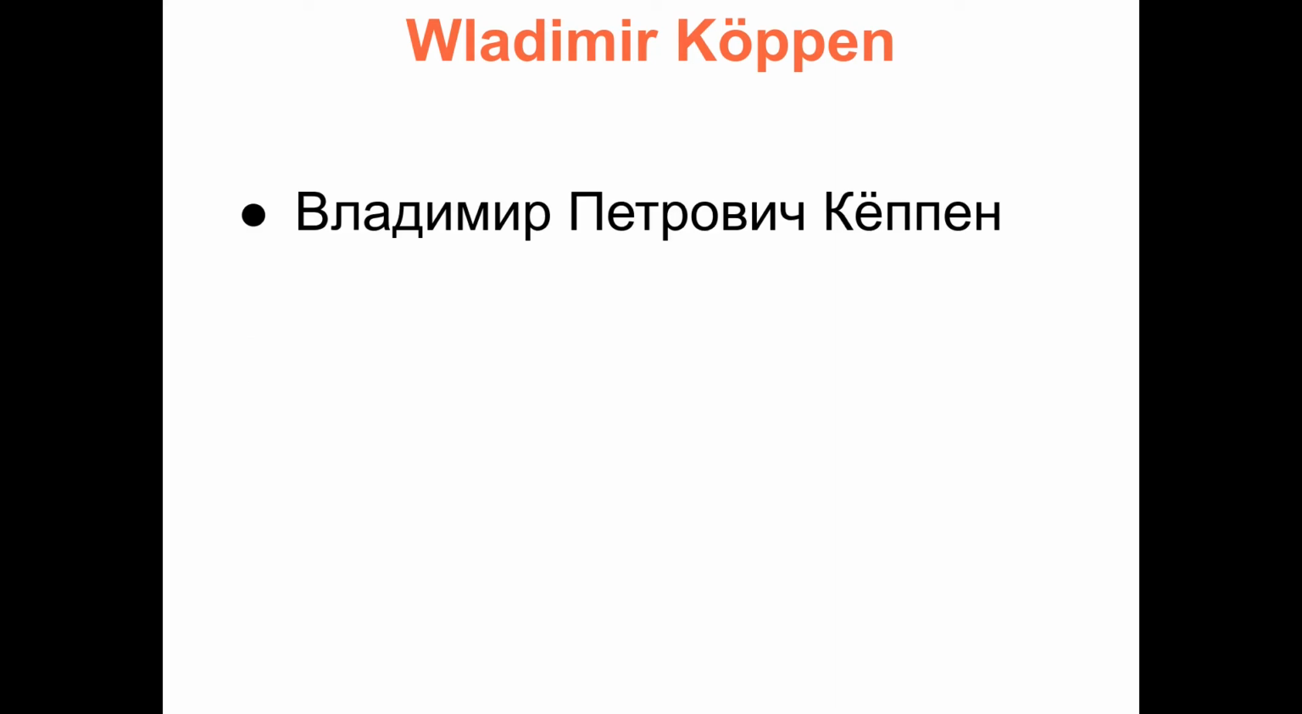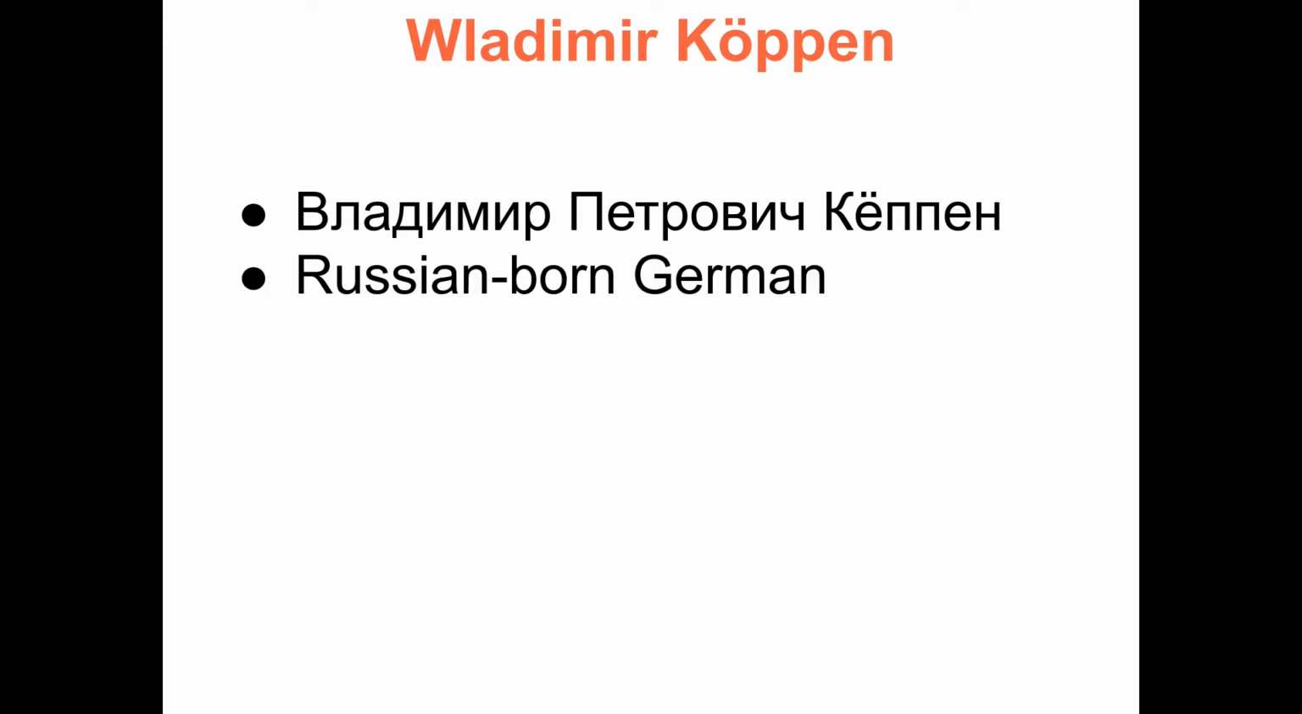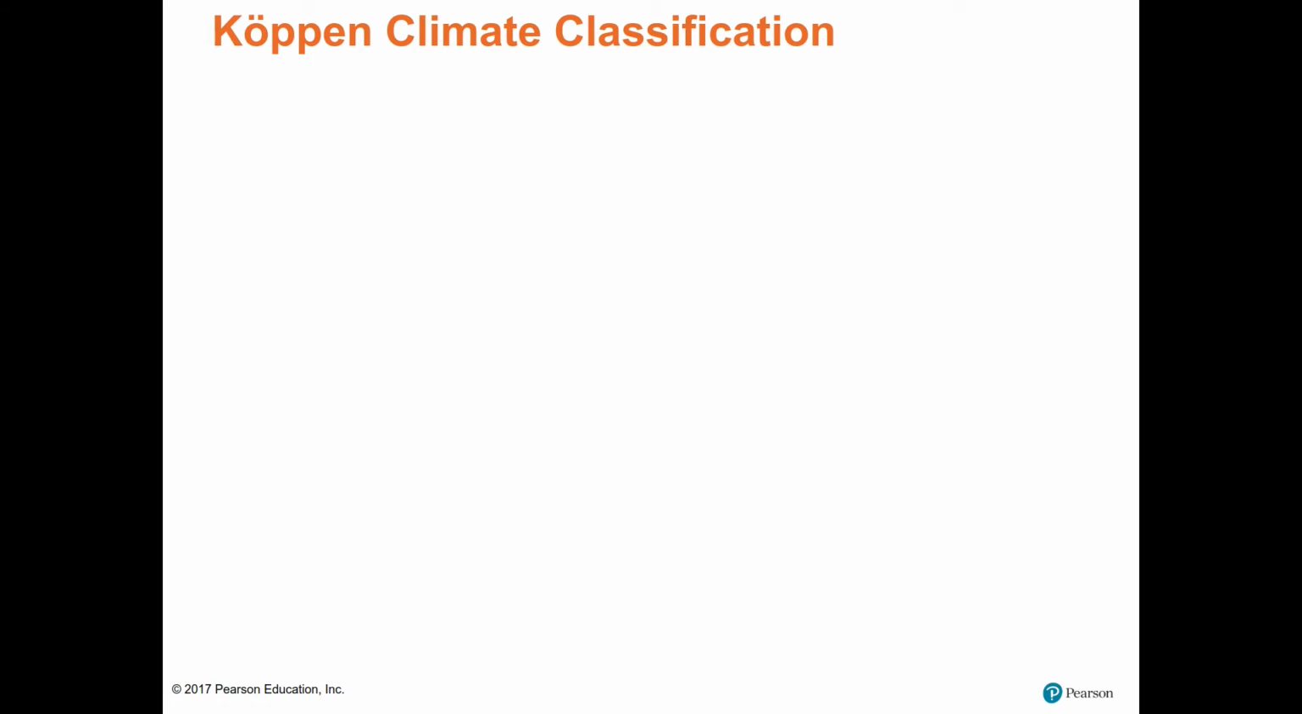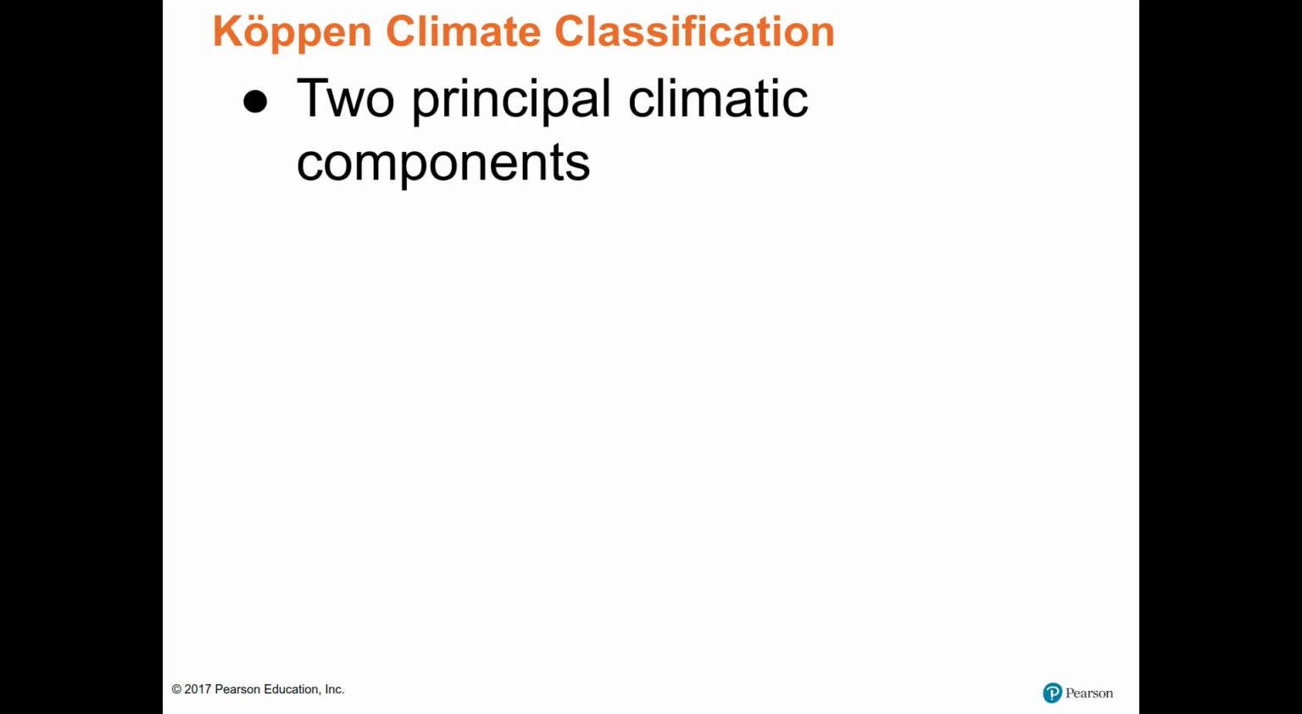So the first week, we're just going to go through the basics of the Köppen Climate Classification System and classify climates based on temperature and rainfall. So, Vladimir Köppen, you don't need to know any of this, I just think it's fun. Vladimir Petrovich Köppen, he was a Russian-born German. He was a meteorologist. The Köppen Climate Classification System has two main components.